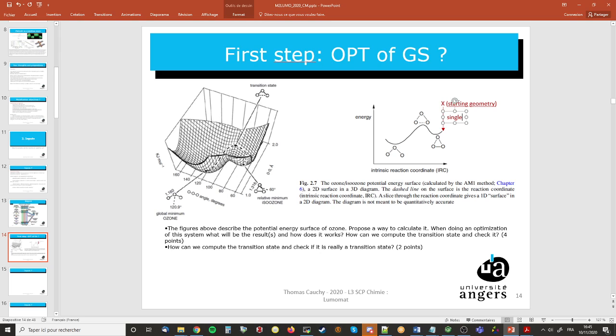That means it's a single point because there is only one geometry. Energy minimization. Okay, so if you start here, you will be here.